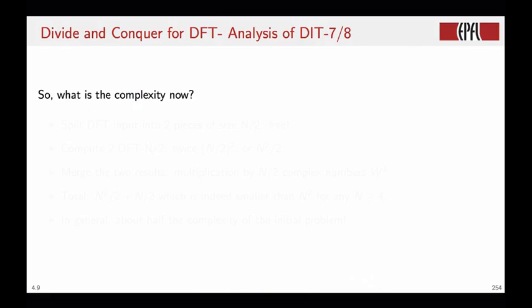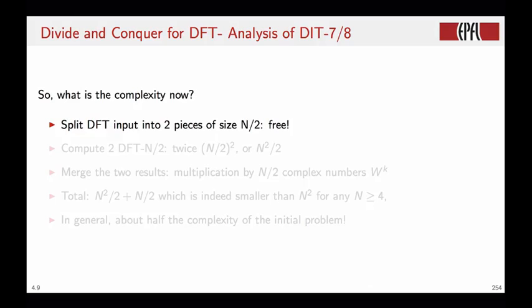So what is the complexity now? Split the DFT into two pieces of size n over 2. This is essentially free. Compute two DFTs of size n over 2. Well, if we don't know anything better, that's going to be (n over 2) squared, which is n squared over 4, times 2. It's n squared over 2. We had seen this before.